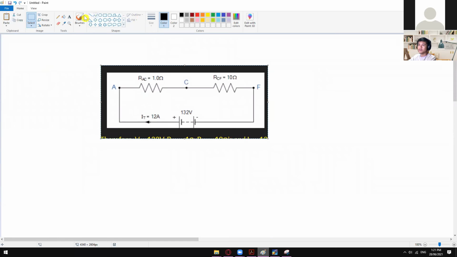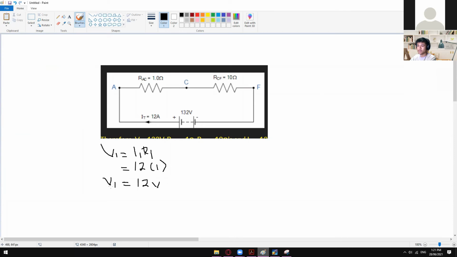So for us to be able to get the individual voltage, we have to use this formula. V1 is equal to I1 times R1. Okay, so I1 is equal to your IT, since we now have a series connection, which is 12 amps. R1 is 1 ohm. So V1 now is equal to 12 volts.